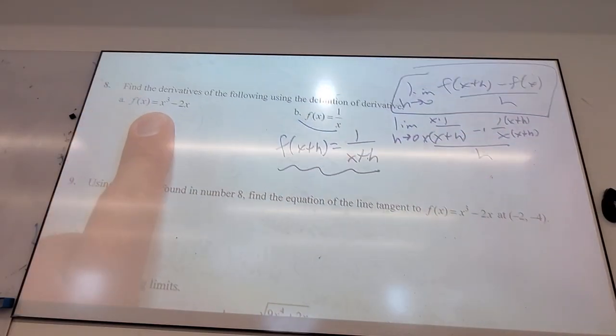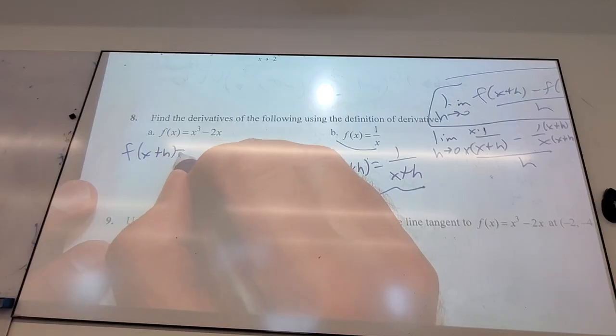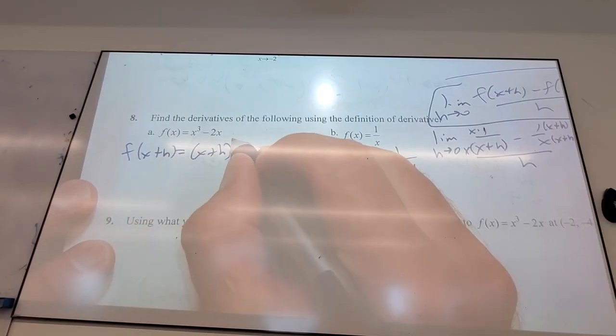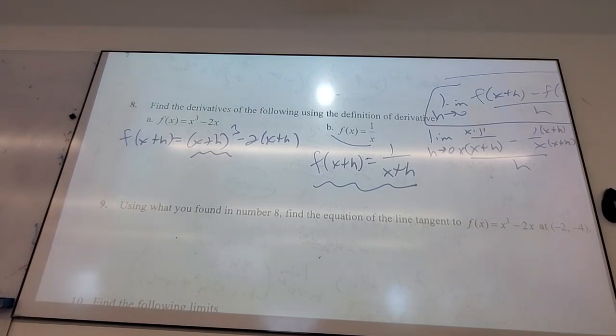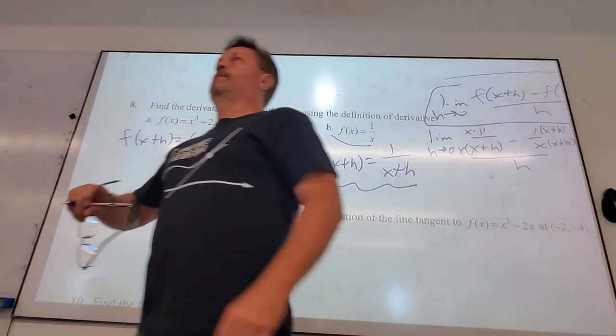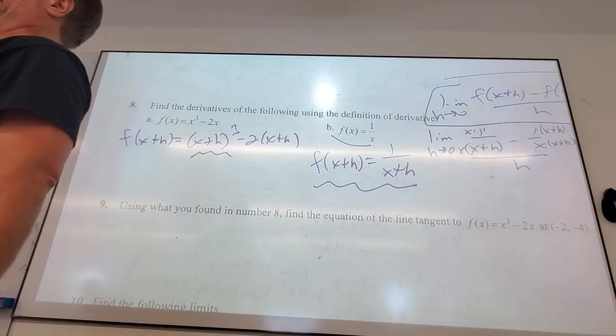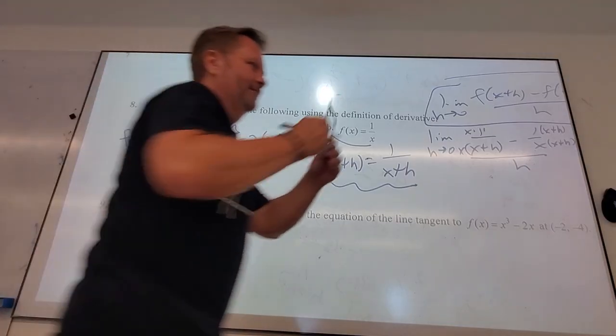So that's why on this one, if I want to know what f of x plus h is, it's x plus h cubed minus 2 times x plus h. Now this piece is a little bit quicker to do, yes? In fact, we just did it.